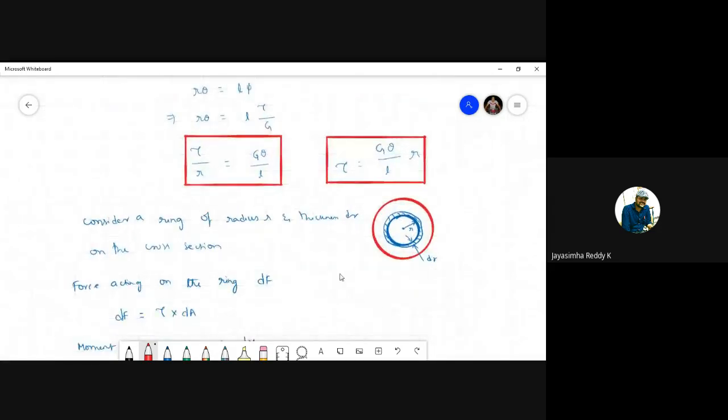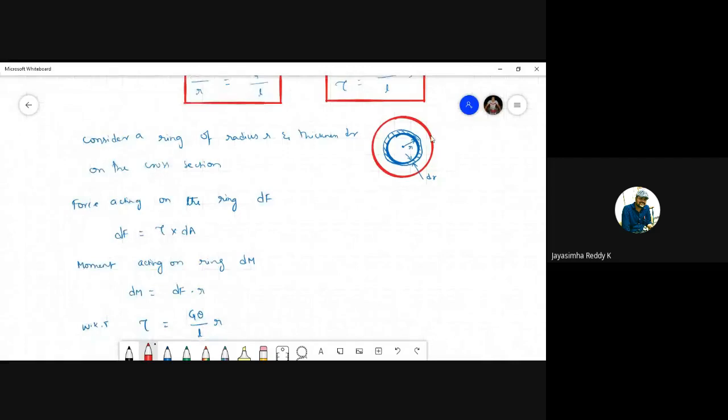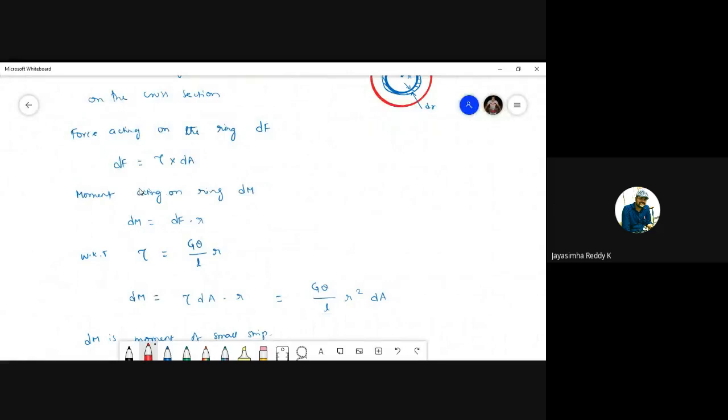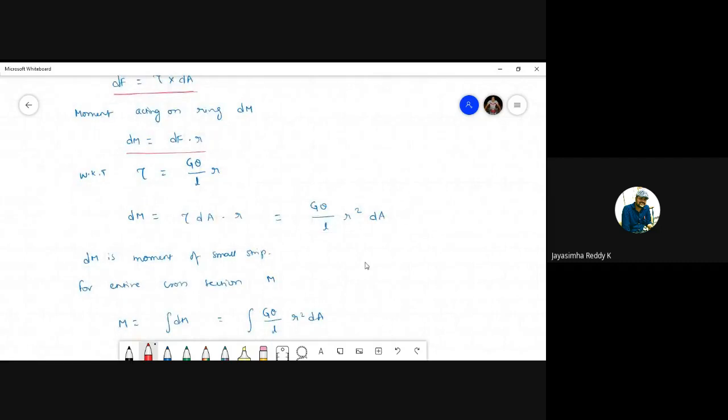After getting this relation, I am assuming a small strip with radius r at some distance, with the thickness dr. After that, I have just written equations for force. All of you see here, nothing confusing. So just written the equation for force. Force is nothing but stress into area, and then moment. Moment is force multiplied by distance. This we know, and then substituted. So dM, I have got dM for the small strip.